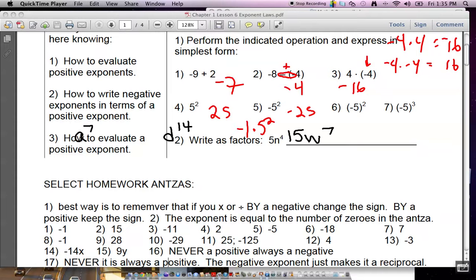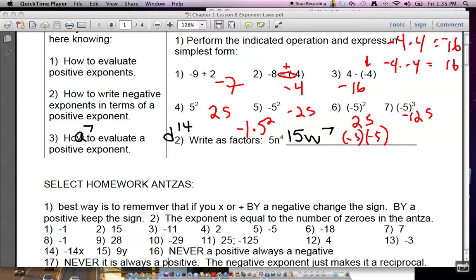This is 25. Because when it's in parentheses, this means negative 5 times negative 5. And we know that 5 times 5 is 25. And then when I multiply by a negative, I change the first sign. Then isn't that negative 125?